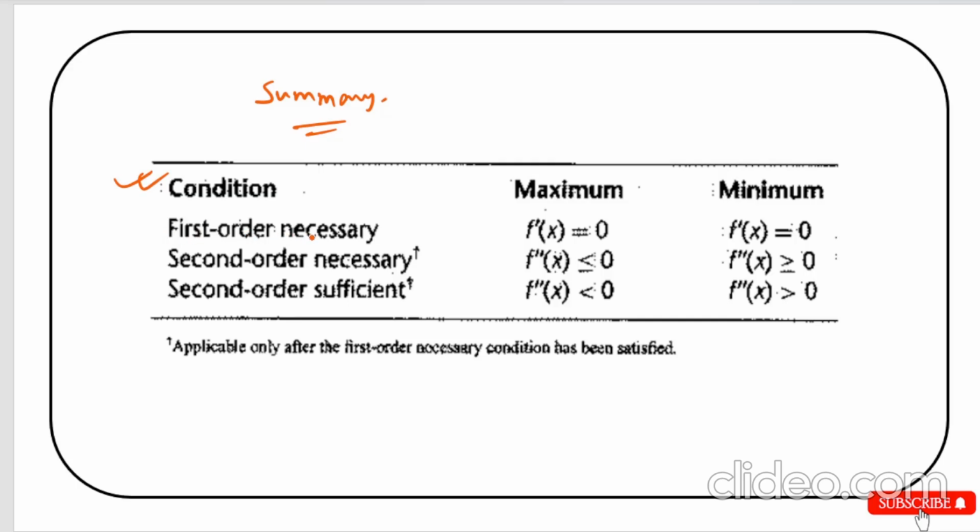So the first order condition, the necessary condition for both maxima and minima, is that the first derivative has to be 0. Now the second order necessary condition is that f double prime x is less than or equal to 0 for maxima, and for minima it has to be greater than or equal to 0. And the sufficient condition is that if the strict inequality holds, it is strictly less than 0 and strictly more than 0. And these conditions will only apply after the first order condition is satisfied, right? So you have the critical points with you, only then you can check these sufficient conditions.